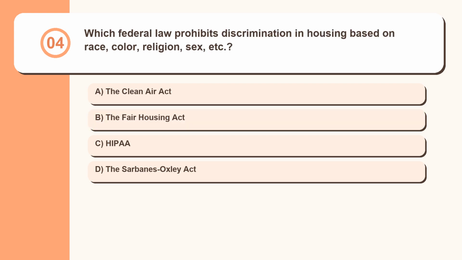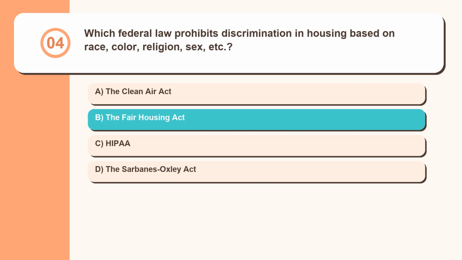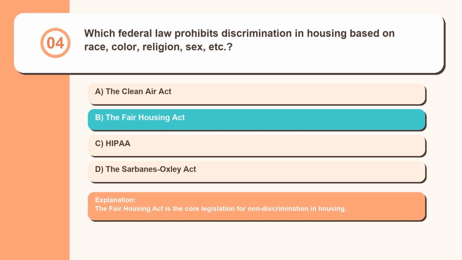Question 4. Which federal law prohibits discrimination in housing based on race, color, religion, sex, etc.? The Clean Air Act, the Fair Housing Act, HIPAA, the Sarbanes-Oxley Act. The Fair Housing Act is the core legislation for non-discrimination in housing.